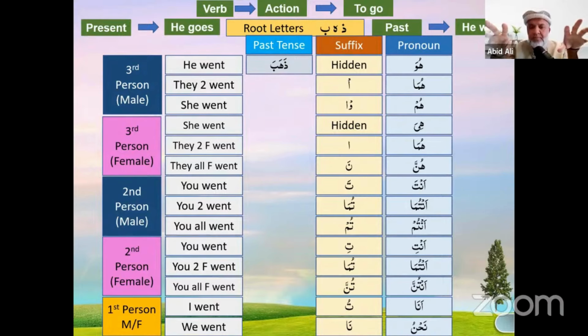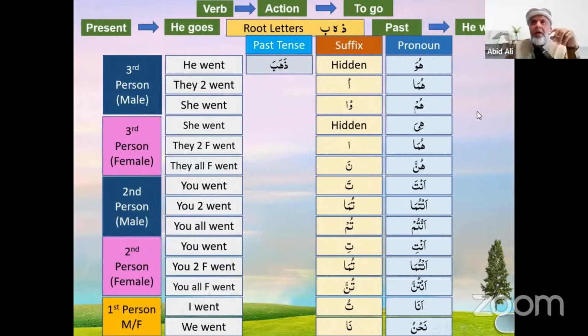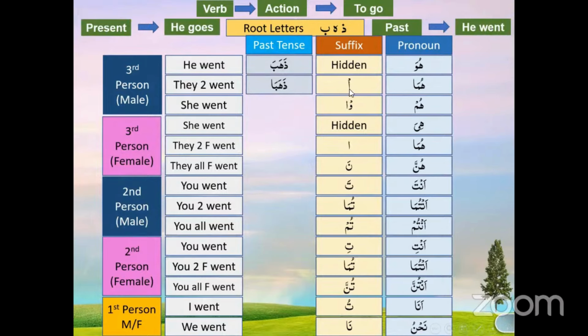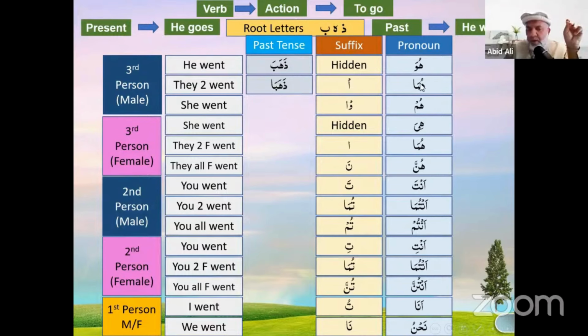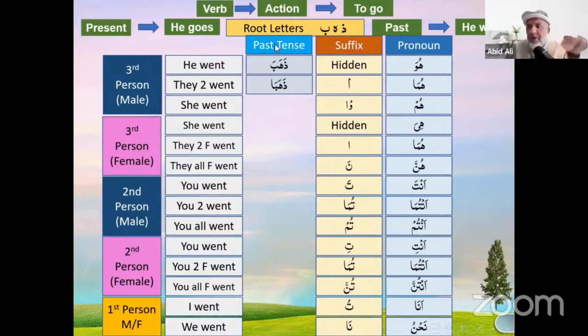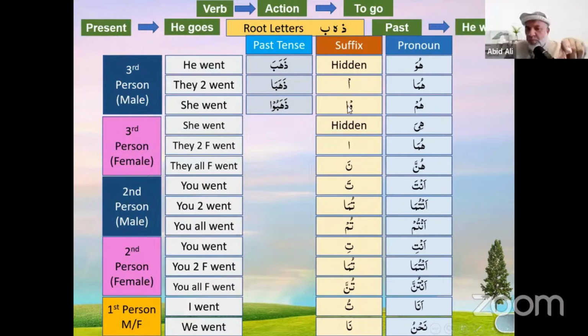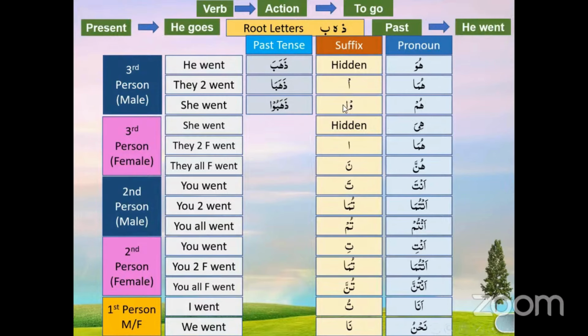If I want to say two men went, am I going to say huma zahaba, or zahaba? I took that alif, the one I took out of the huma, and I attached it at the end. Is attaching at the end a suffix? Yes. So it becomes zahaba. Now, what am I going to do for all of them? Am I going to say zahabu? Zahabu, because for hum, what is the suffix? The waw and alif.